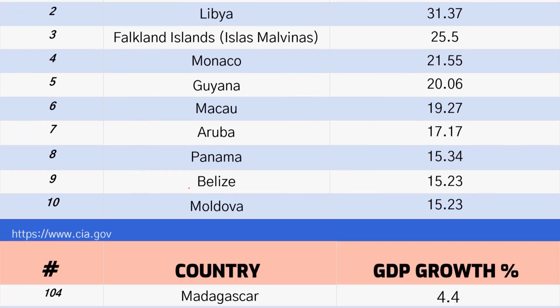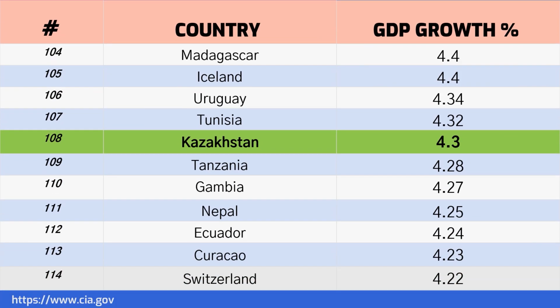In 2022, the EGR for the Kazakhstan was 4.3, which puts Kazakhstan in the position of 108 within the world ranking, according to the Central Intelligence Agency of the United States of America.